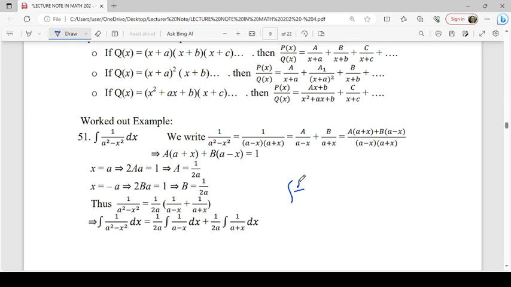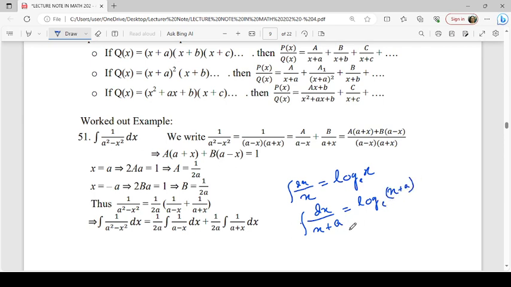Integration of dx by x is equal to log x. Base is always e. So whenever there is some constant added to this x, say x plus a, it is again log of x plus a. Brackets should always be there.